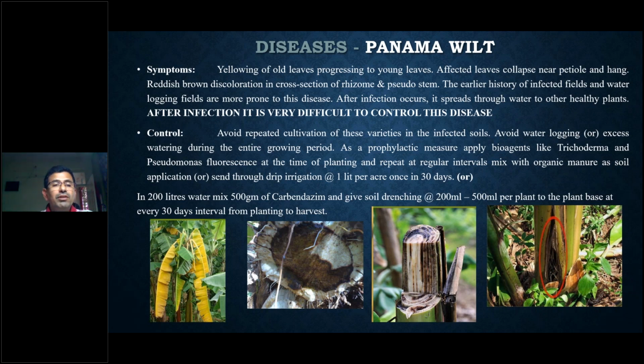We can send it once in a month. The other chemical method to control it is, all these methods are prophylactic. Before the disease occurs, from the planting day, you have to start following this. Once in 30 days, in 200 liters of water, mix 500 grams of carbendazim and give drenching at the rate of 200 ml to 500 ml per plant, in the soil at the plant base. Every 30 days, you have to continue. If the plants are small, give 200 ml. If the plants are big, give 500 ml.